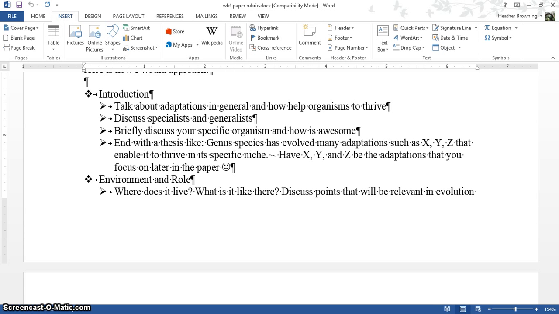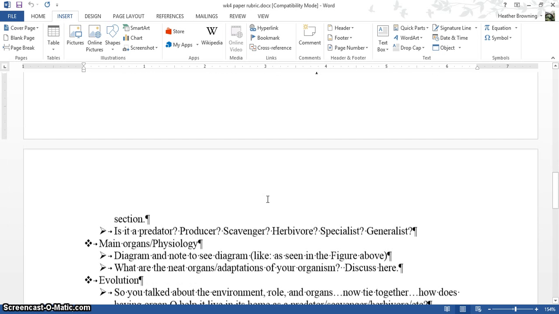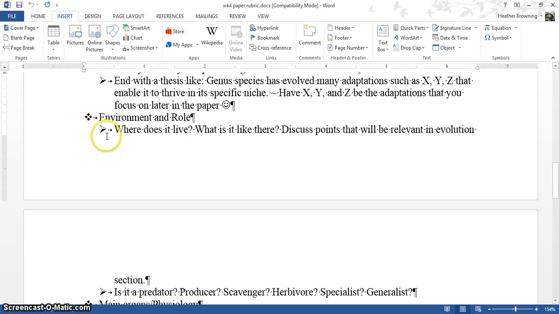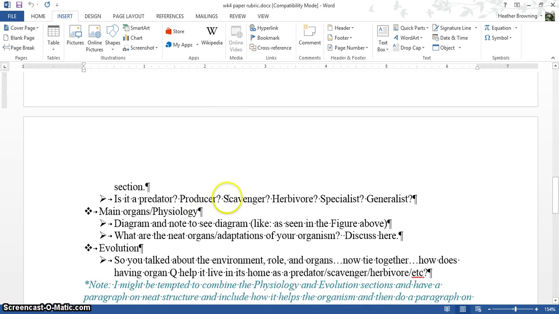So then environment and role. Where does it live? What is it like there? Discuss points that will be relevant in the evolution section. So if I talk about a guinea pig, they're originally from Peru. They live in other people's tunnels. They do whatever, right? And then are they a predator, producer, scavenger, herbivore, specialist, generalist?